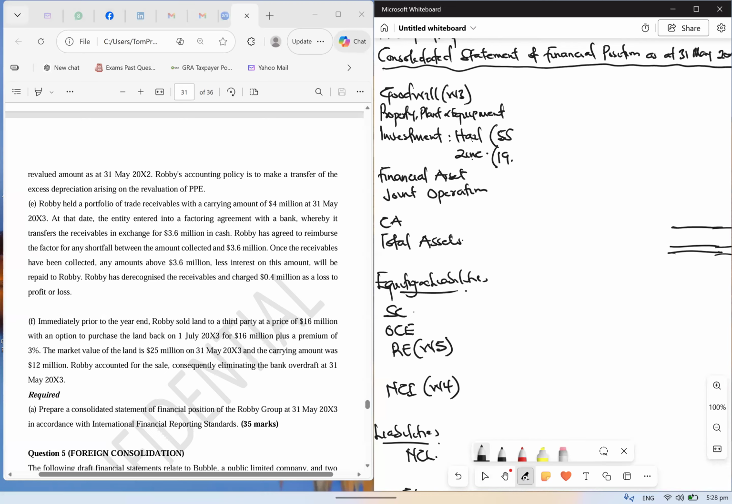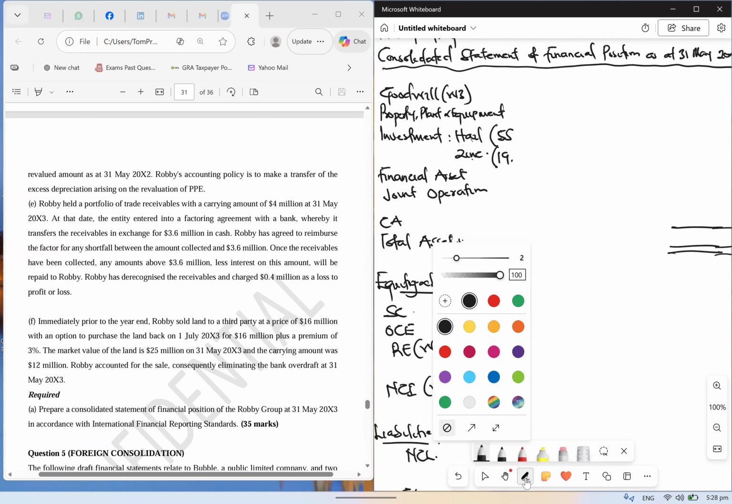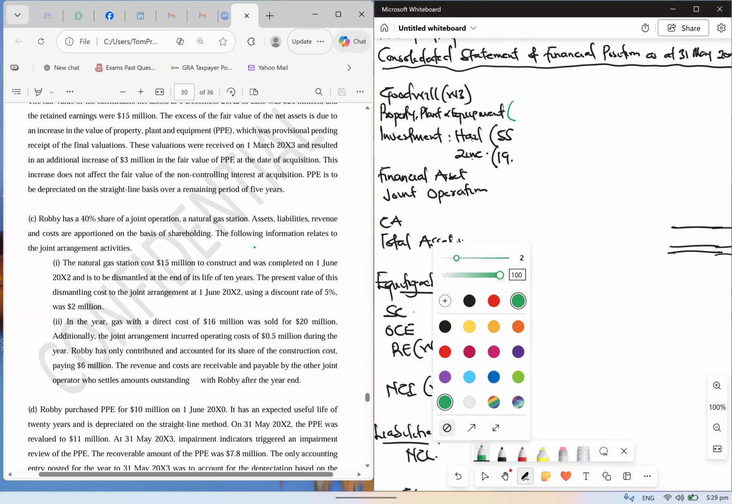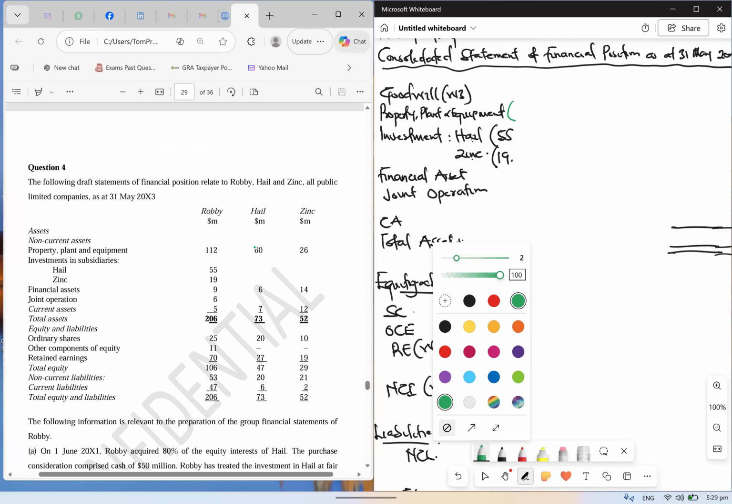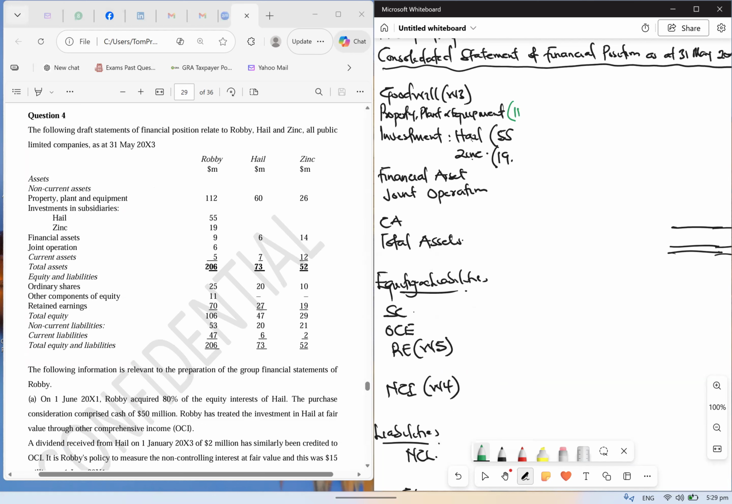So we know that when we pick our PPE, for example, let me use green. So let's add it. I have 30 minutes to finish this. We have 112 plus 60 plus 26. This one, we need to less the 5, and also less the 50. The corresponding entries will be done. So this 5, that was to OCI.